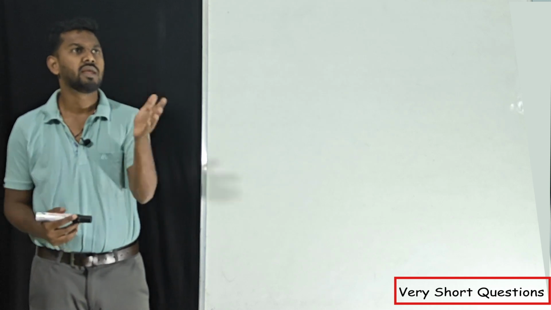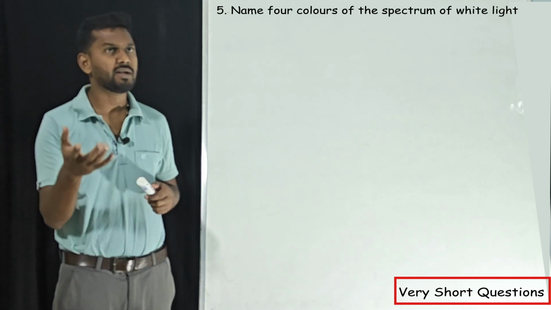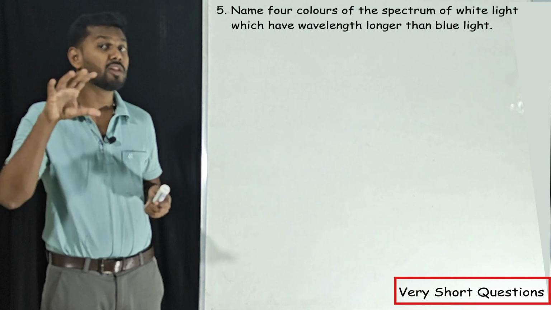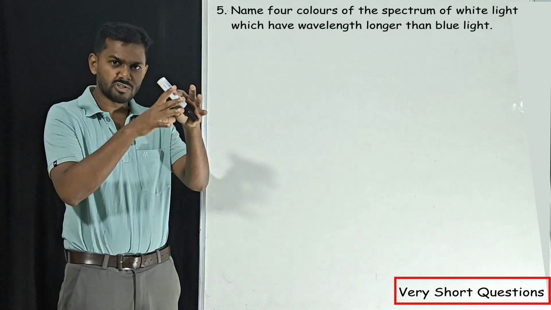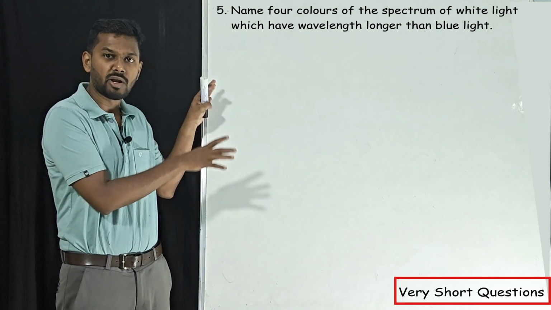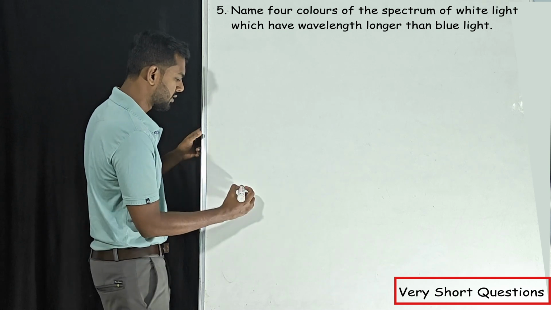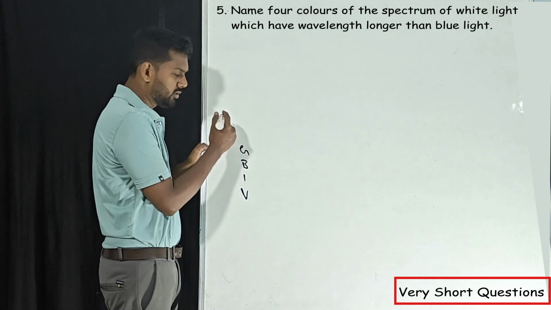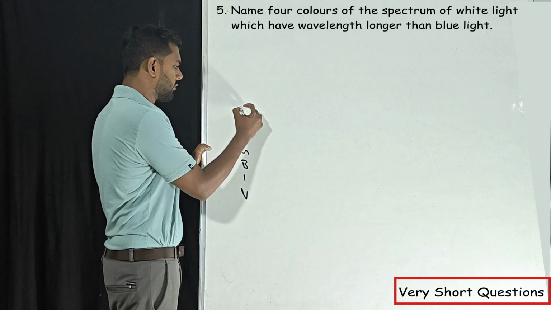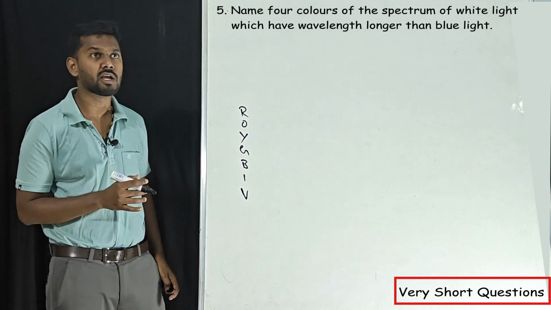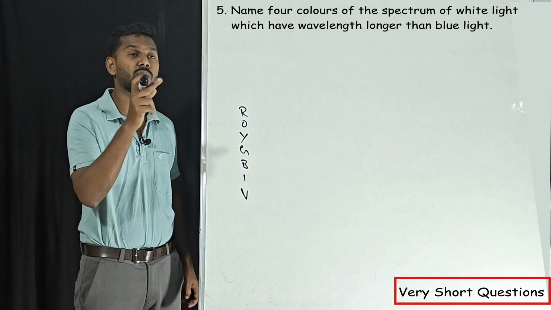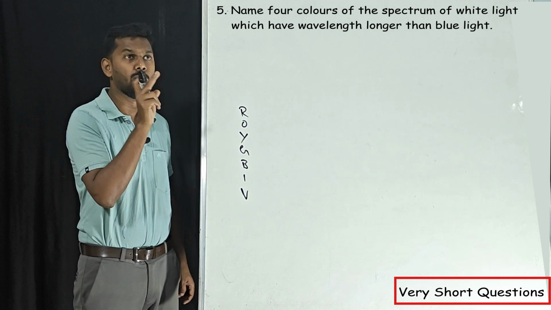Our next question: name 4 colors of the spectrum of white light which have wavelength longer than blue light. For these kinds of questions, we first need to write the VIBGYOR concept. You go in the reverse way, from the bottom. This is VIBGYOR. They are asking for the 4 colors of the spectrum of white light which have wavelength longer than blue light.